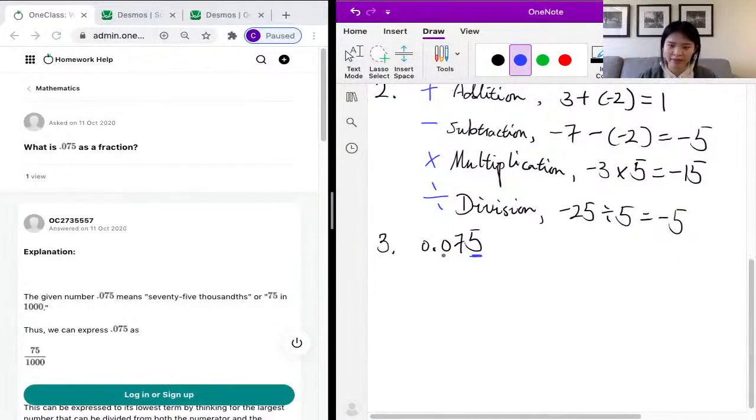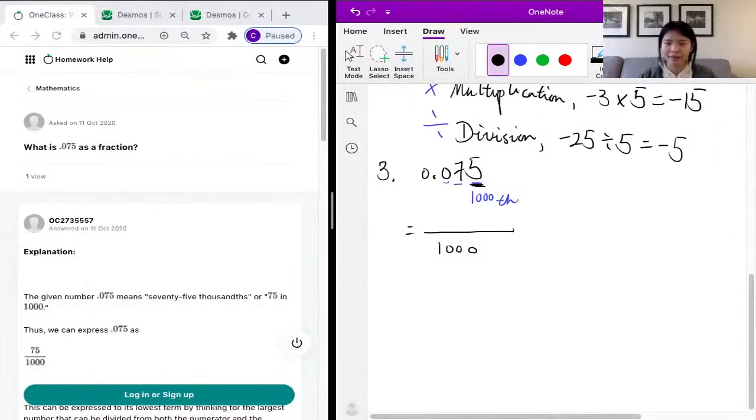we know the 0 is in the tenths place, the 7 is in the hundredths place, the 5 is in the thousandths place. In order to convert a decimal into a fraction, we just go to its rightmost number that is not 0, and we find what place it is, and in this case it's the thousandths place. So we just use 1000 as its denominator, and for its numerator we just get the number to the right of the dot, which is 75.